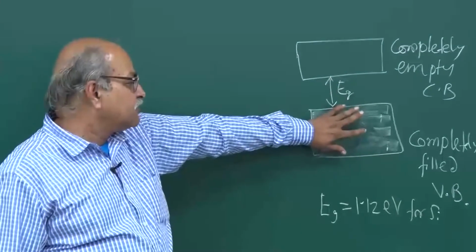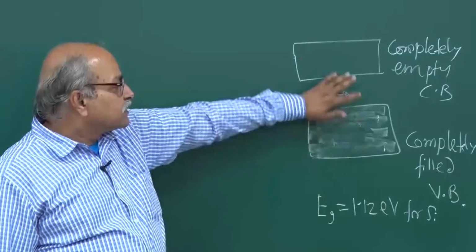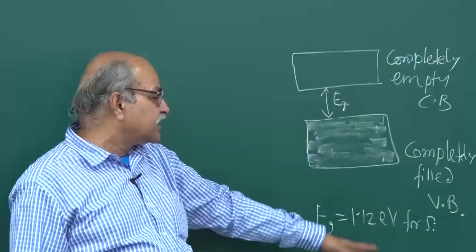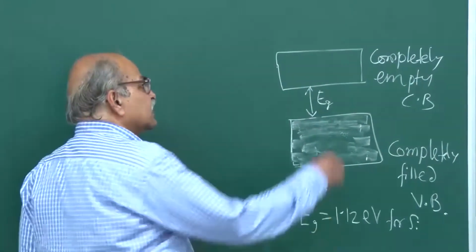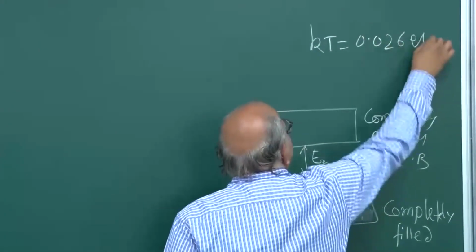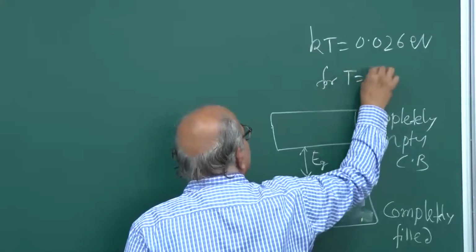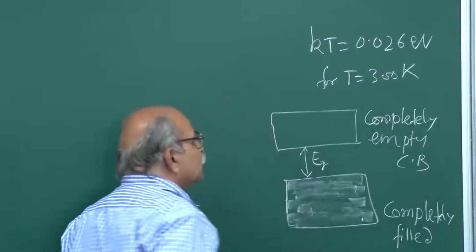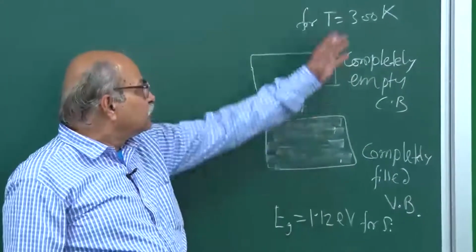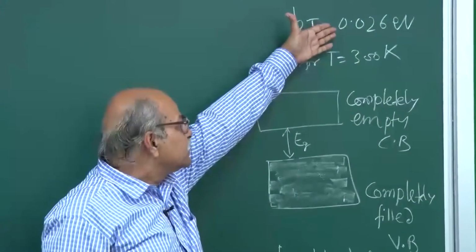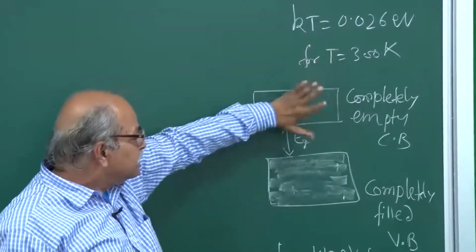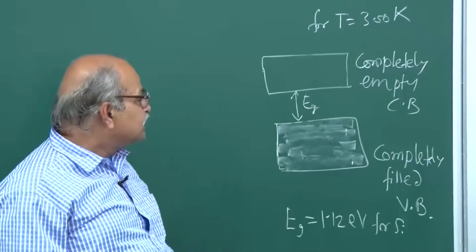The valence band will be completely filled at low temperatures, the conduction band will be completely empty, and there will be a gap which is not much larger than the room temperature value of kT, which is 0.026 eV for T equal to 300 K. So, room temperature, because all our work is around that temperature only. Surely Eg is larger than this, but not 100 times or 200 times. So, this kind of material we call semiconductors.